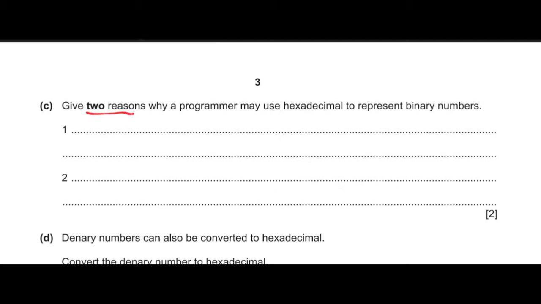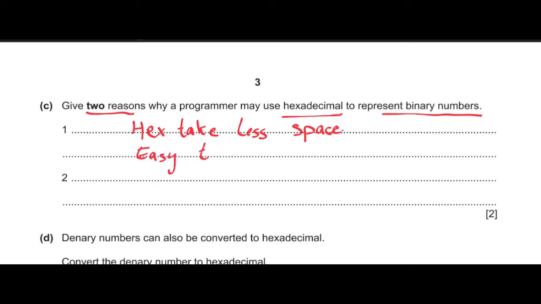Part C. Give 2 reasons why a programmer may use hexadecimal to represent binary numbers. There are a few reasons why the programmer uses hexadecimal to represent binary numbers. First one is that hex takes less space. For example, one hexadecimal digit is equal to 4 binary digits. Instead of writing 4 binary digits, you can just write one hexadecimal. Second could be that it is easy to write, work with, and read hex.